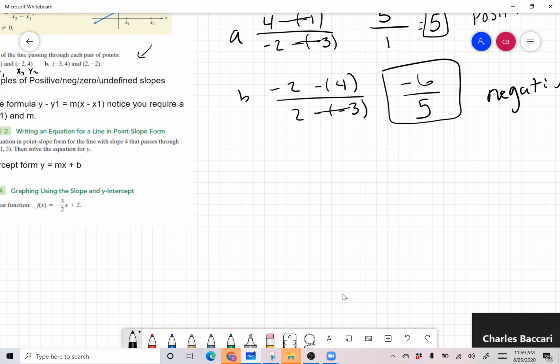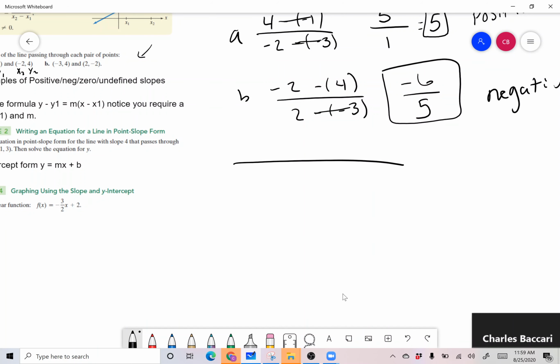We can have the 0 slope. That would be when you have a flat line. So for instance, if you have y is equal to 5, that is a constant or 0 slope, meaning you don't know if it's going to increase or decrease.